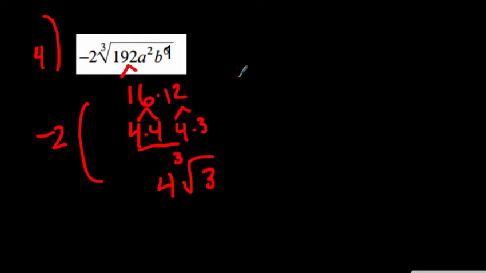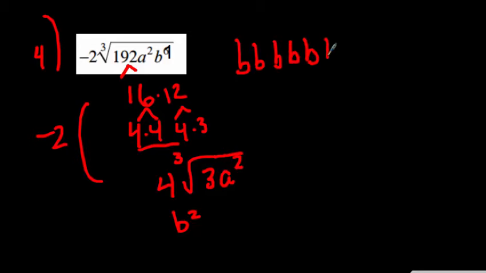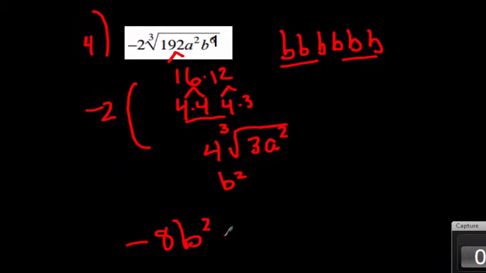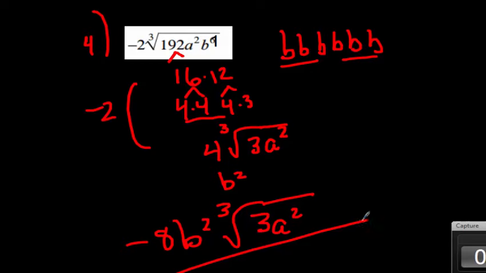For the letters, I have a squared. Well, I can't pull any of those out, so those have to stay because they're not groups of 3. The b to the 6th, just simply divide that out, and so I can pull out 2, because I got 1, 2, 3, 4, 5, 6. There's 2 groups of 3, so it comes out as b squared. Now I have a -2 times the 4, so I get -8 b squared cube root of 3a squared. And there's our final answer. Pretty easy.